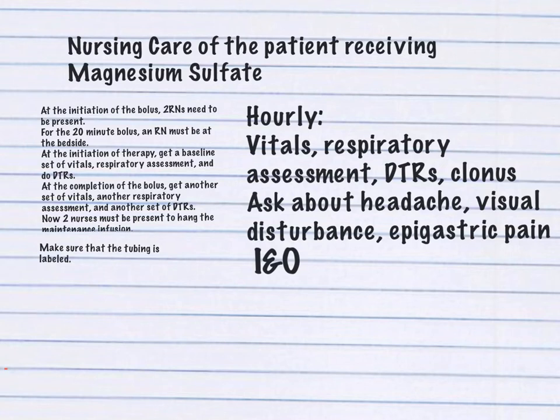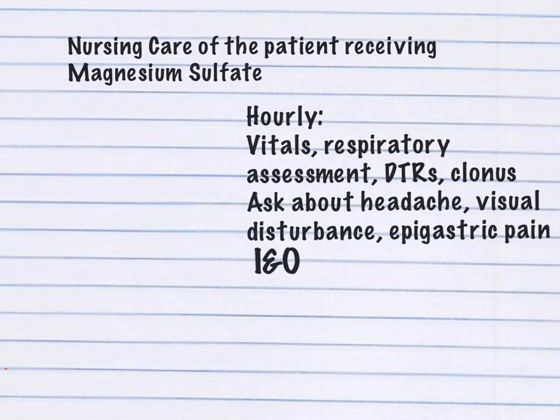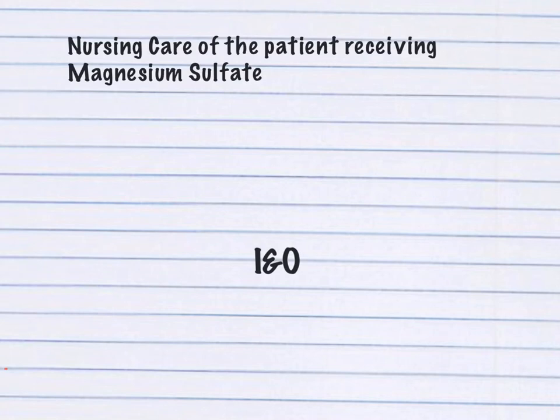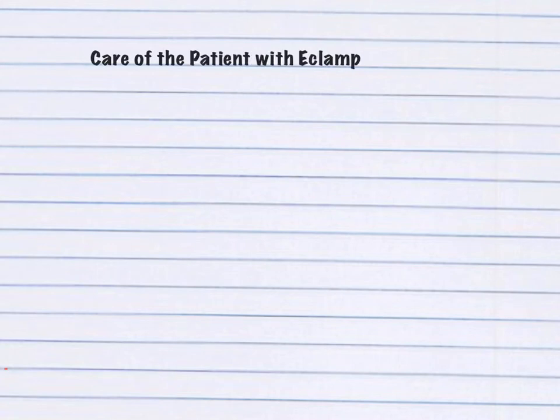So we'll go on to the next thing, and this is sort of short and sweet. I really want to just talk about care of the patient experiencing eclamptic seizure, and there's really not a lot you can do, so this shouldn't take too long. Eclampsia is just a word for seizure. It describes a grand mal seizure in a patient who has either preeclampsia or gestational hypertension.